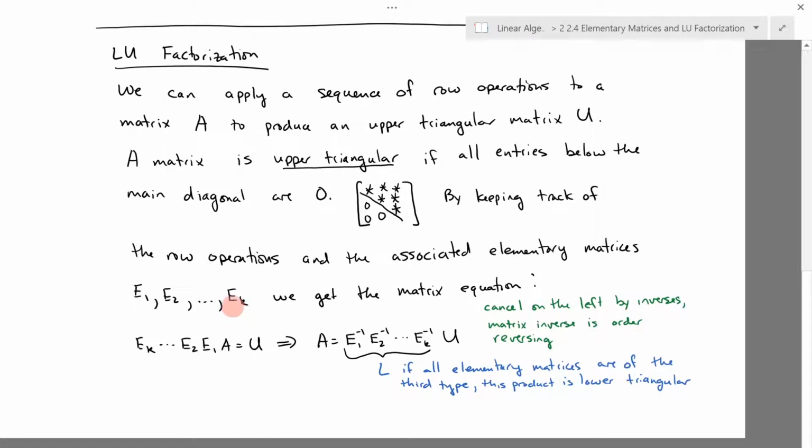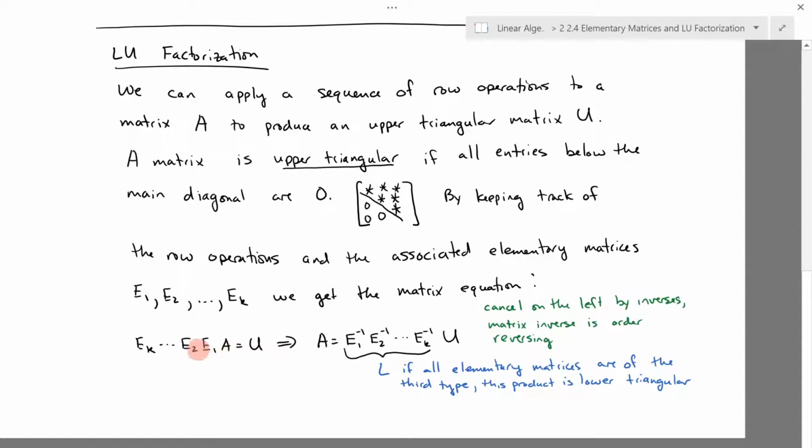From what we discussed before, applying row operations is the same thing as multiplying on the left by an elementary matrix, right? So you're first multiplying on the left by E1, then you're multiplying on the left by E2, then by E3, and so on. That's why the elementary matrices are written in this order, because you're multiplying on the left in sequence. And then applying these elementary matrices to A produces our upper triangular matrix U.